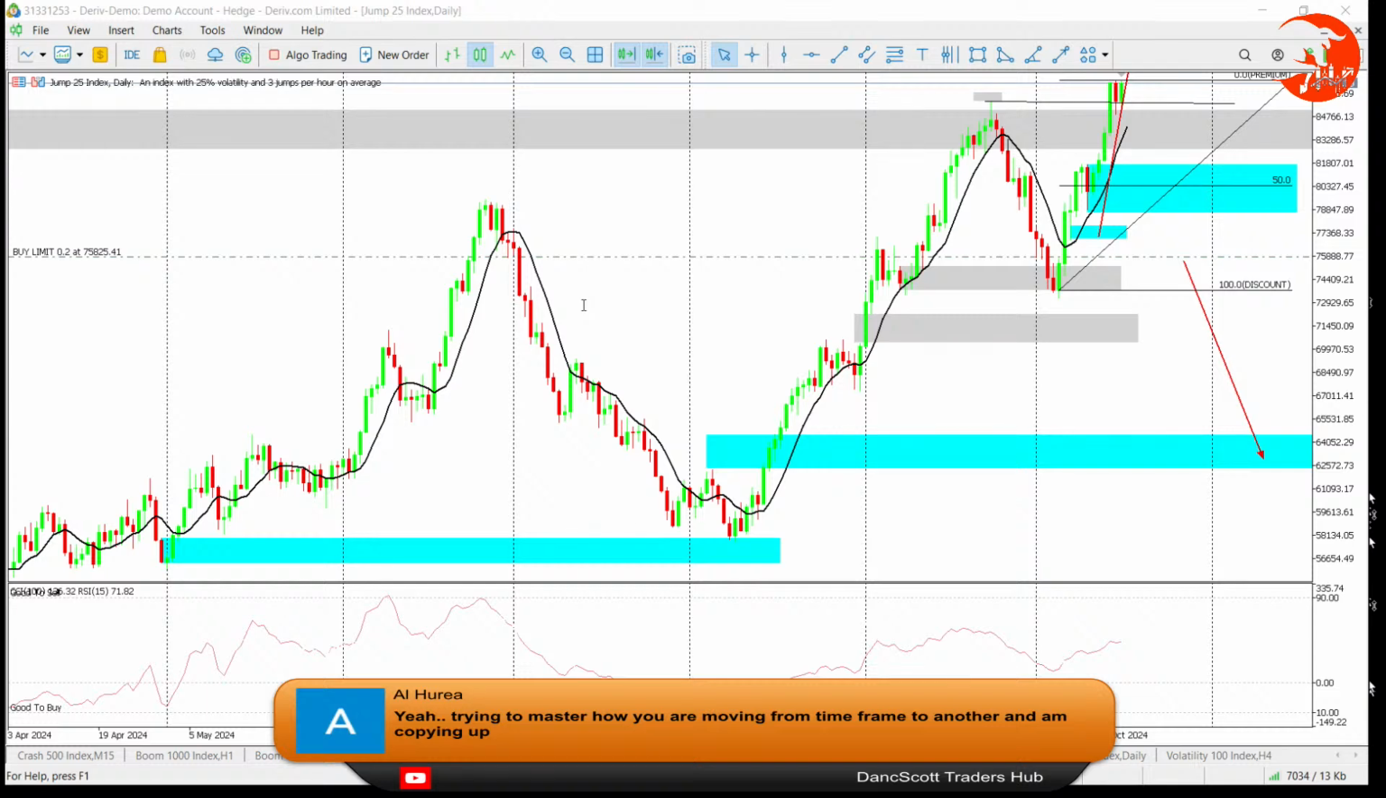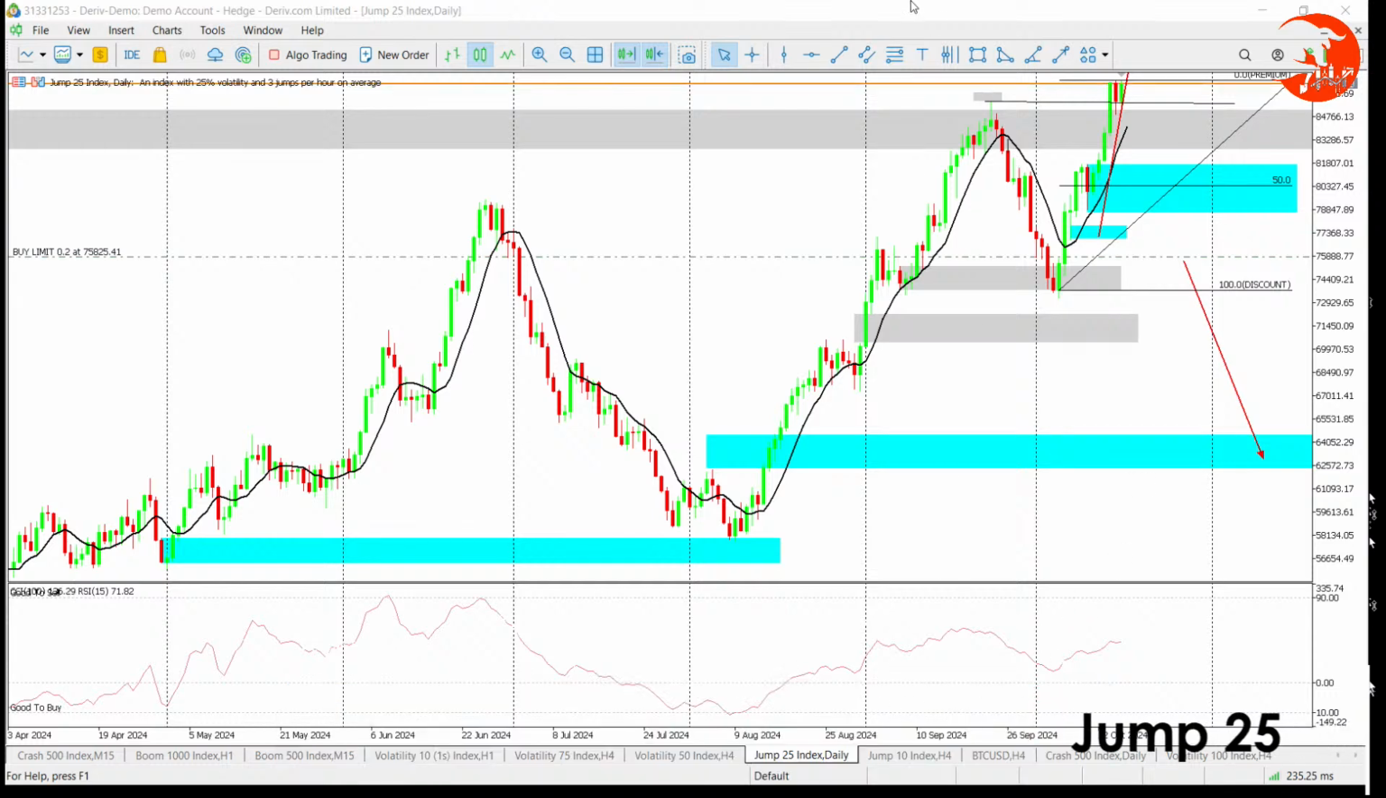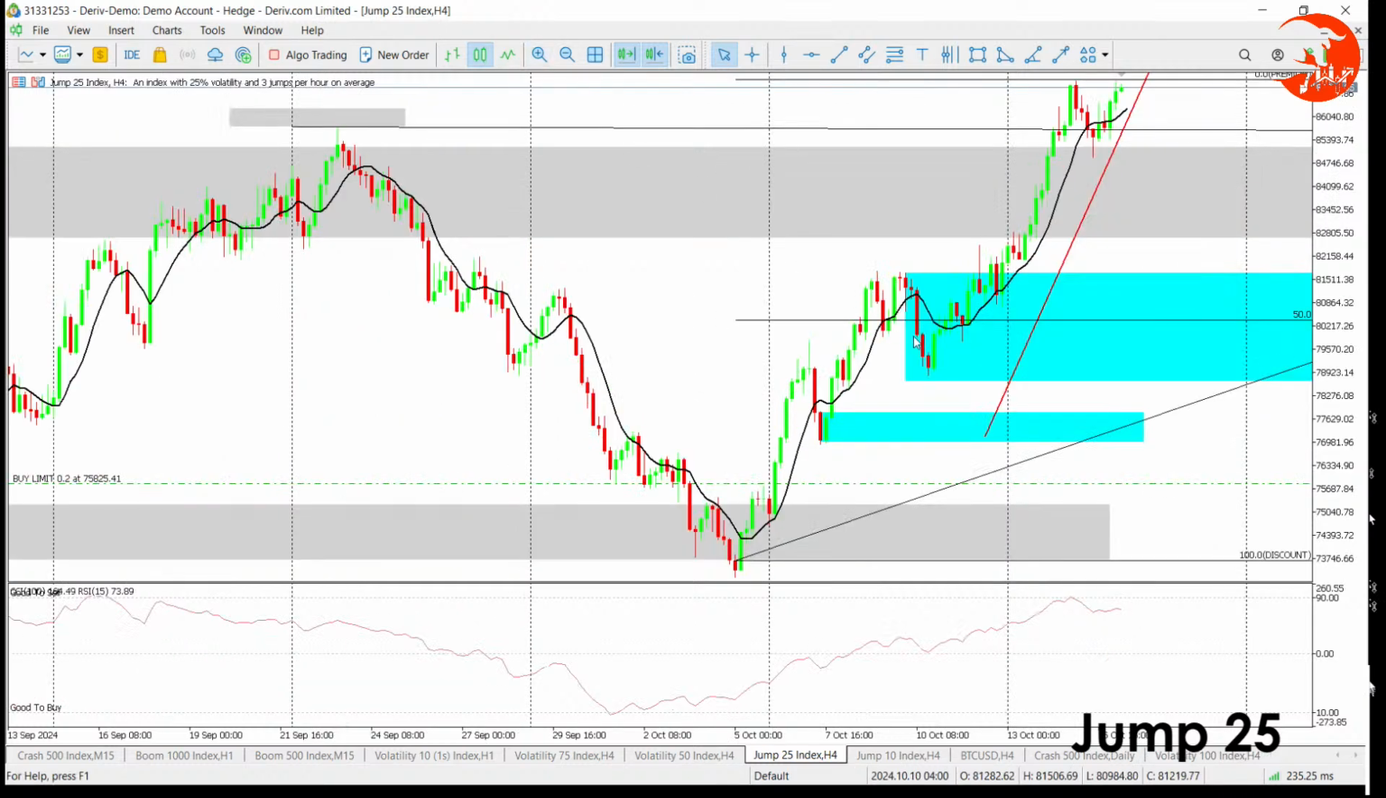Jump 25. All right, so jump 25, that's what we are seeing. We broke structure there, and we had a retest candle there. Look at that. We had a retest candle, and daily is still showing momentum for buys. H4 on the other hand is showing us sells.